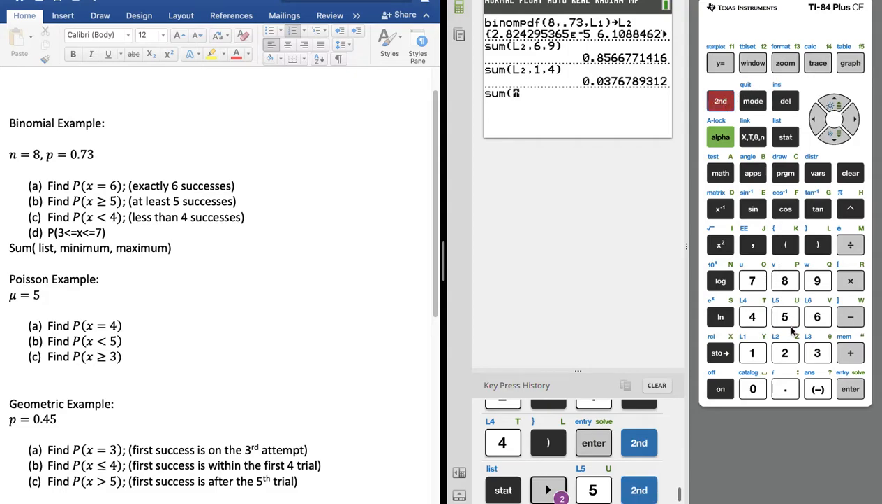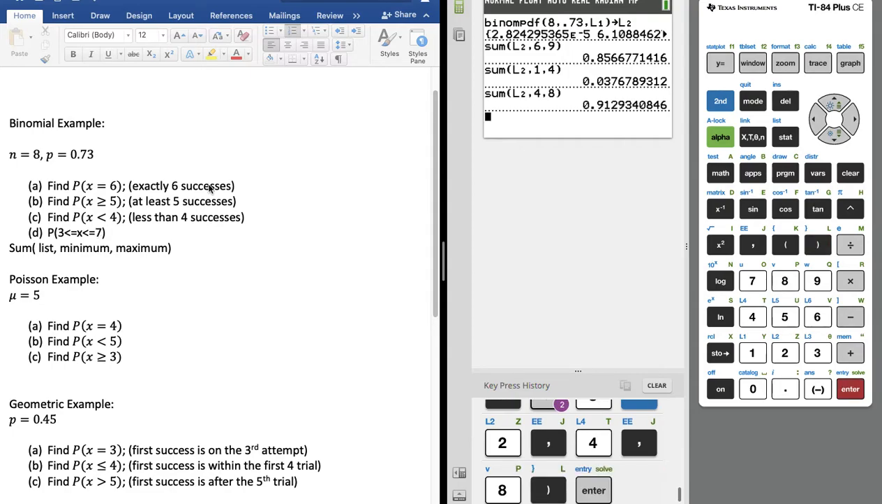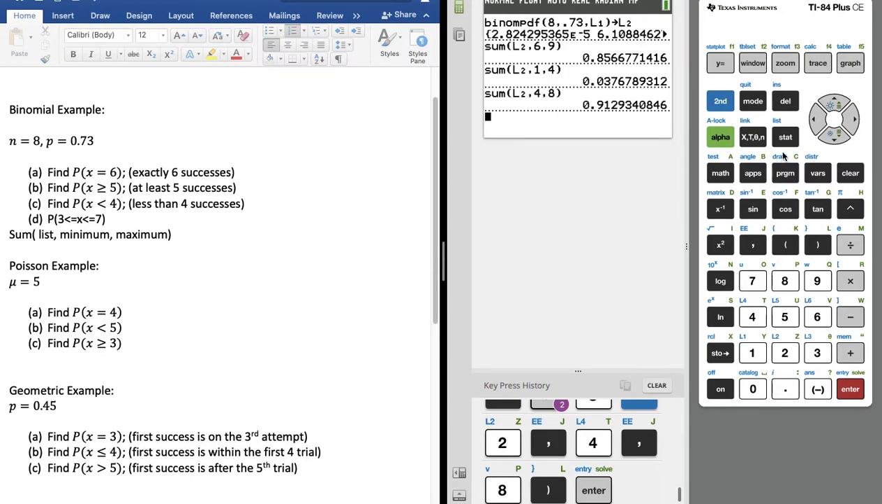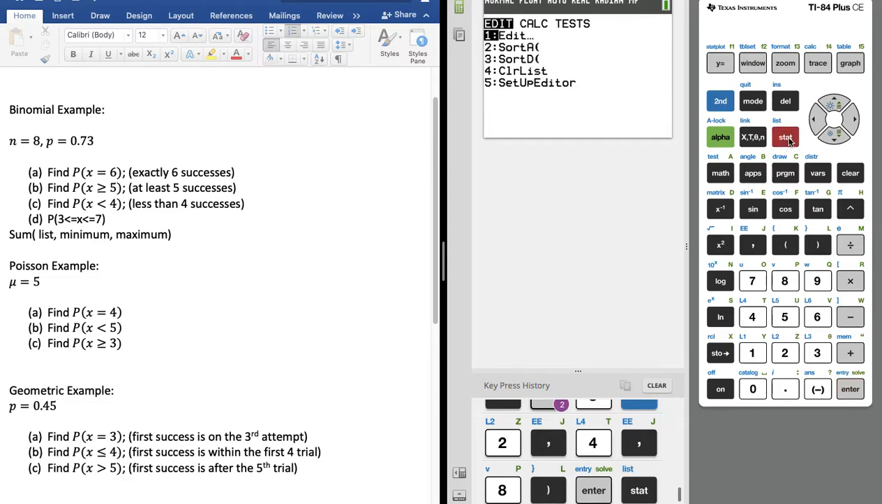Again, the setup is the exact same, but now our minimum value is going to be, our x value is 3, which means that our row is on 4, and the maximum is actually 7, so our row is 8. And I'm going to hit enter there. And there's a probability of being between 3 and 7 inclusively. All right, so enough of that one. Let's go ahead and move on to Poisson.